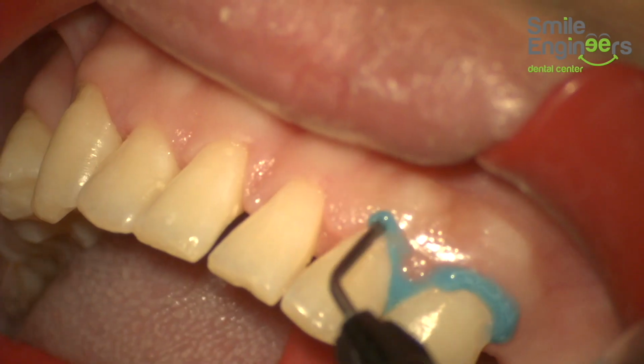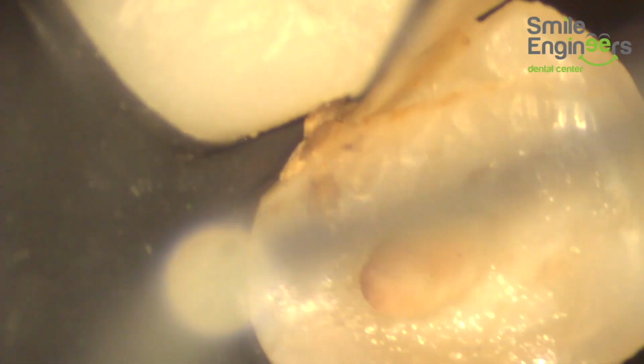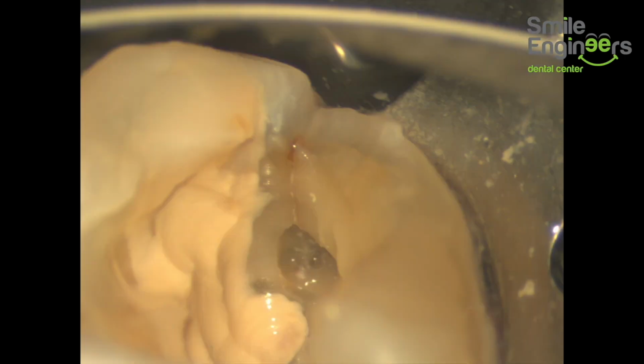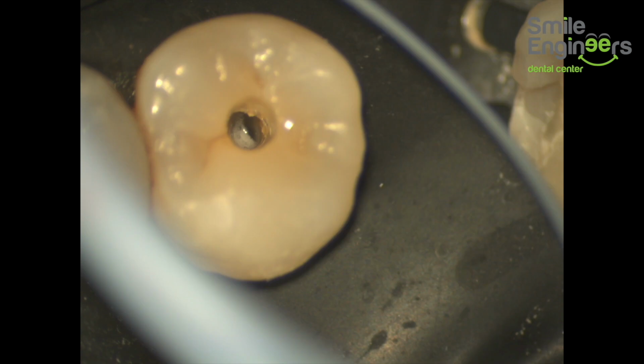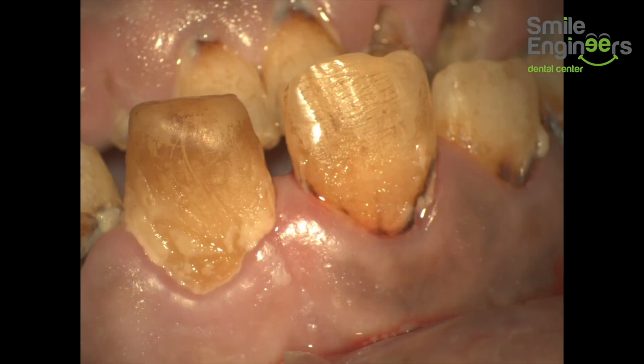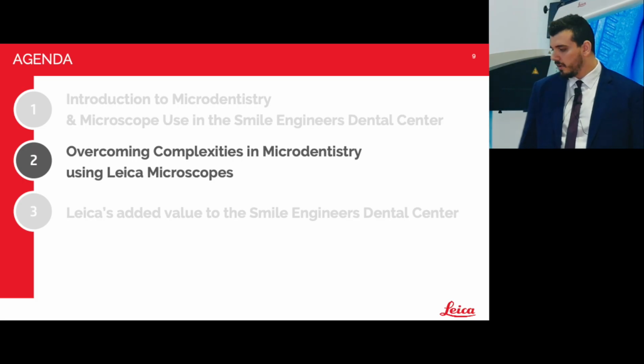For temporization and isolation of gingiva before bleaching, to discuss with the patient the problem that he has, like cracks, or even for documentation. Simply, we can use the microscope for any kind of treatment done under the dental chair. Now let's talk about the main idea.